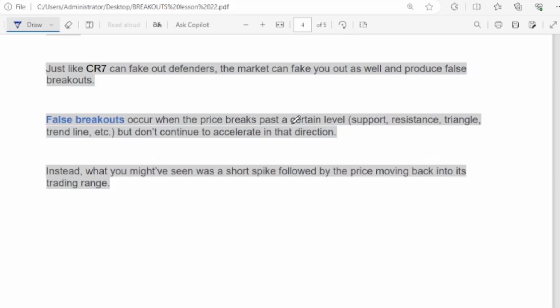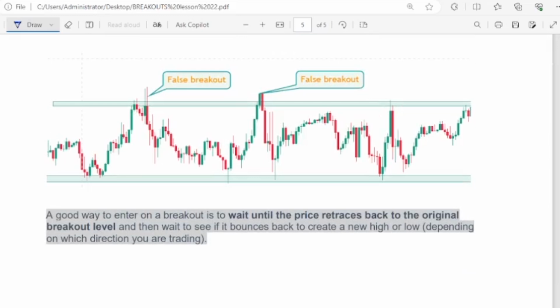A false breakout occurs when the price breaks past a certain level, okay, support or resistance, triangle or any kind of chart pattern, or trend line, but does not continue accelerating in the direction that you are anticipating. Okay, so we are going to take a look at examples. Okay, from this area you can see here, if the market is moving in the consolidation like this, you got this low and you got this high.